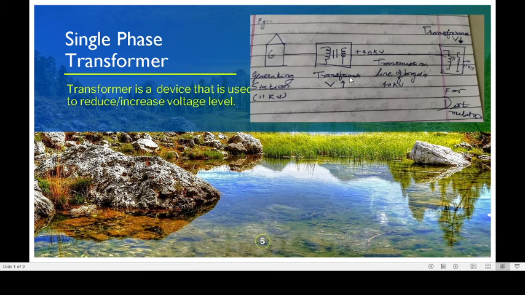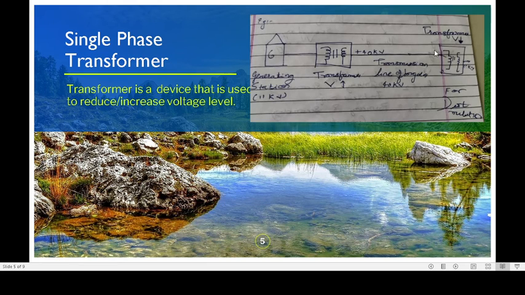So therefore, transformers are basically of two types: a step up transformer and a step down transformer. Step up means it increases the voltage level and step down means it decreases the voltage level. So when a generating station generates 11 kV voltage, first of all the voltage is stepped up, so it goes up to 40 kilovolt.